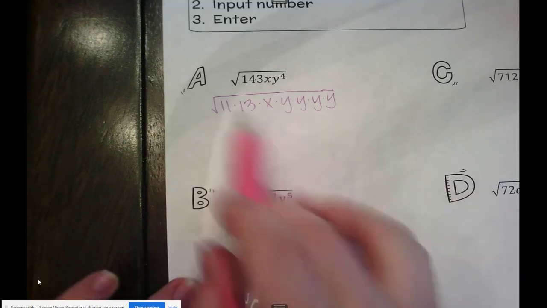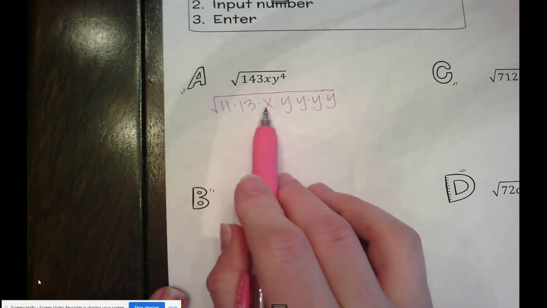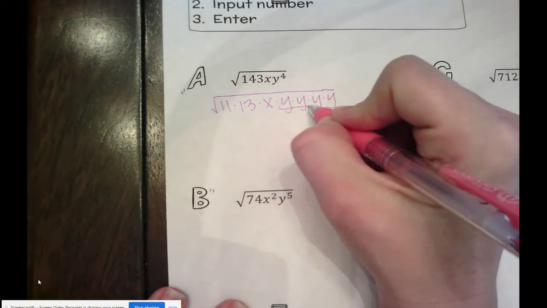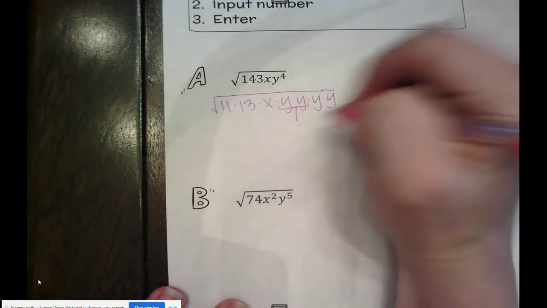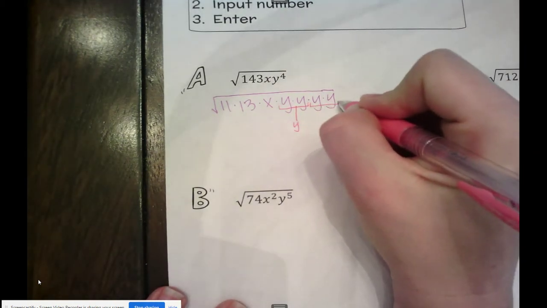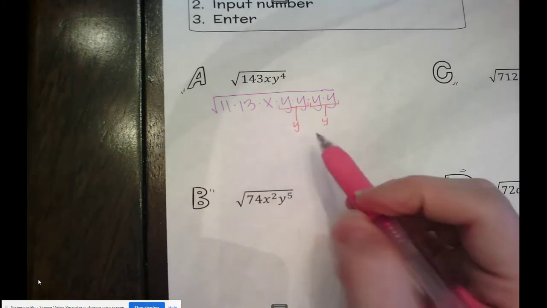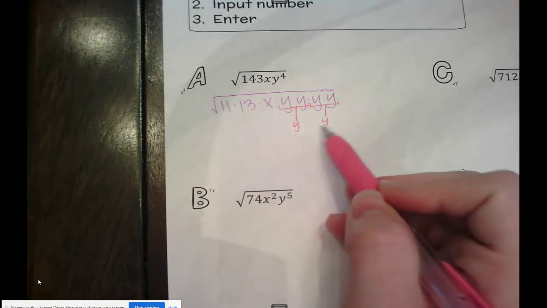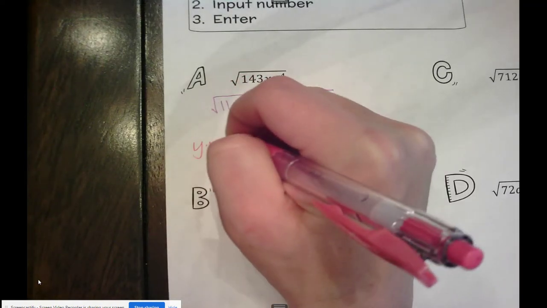Okay, I am looking at square roots, so we're pulling out pairs. That means anything that is double. We don't have any more 11s, no more 13s, no more x's. Look, we got 2 y's, so they're under as a pair, and we come out as 1. We got another pair of y's here. So the only things we're pulling out are these 2 pairs of y, so we got y times y on the outside.